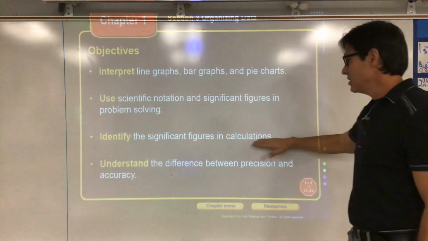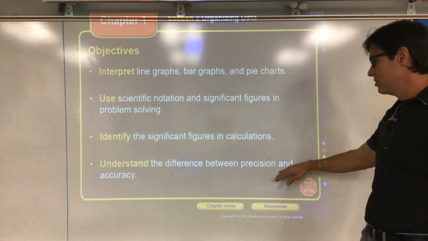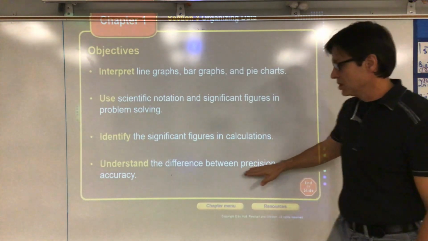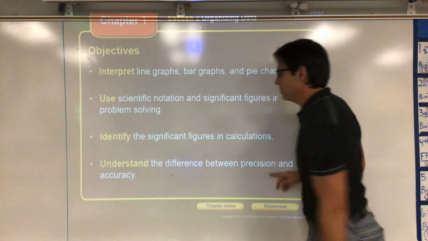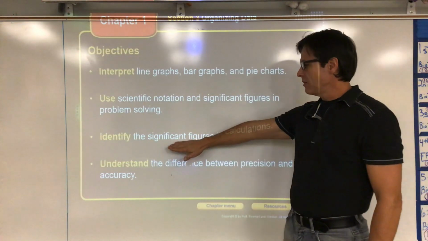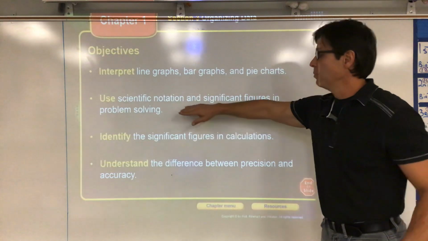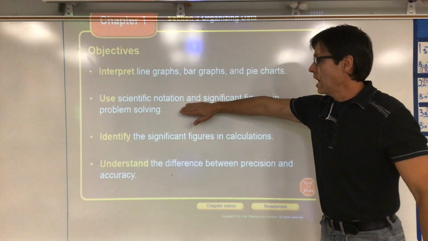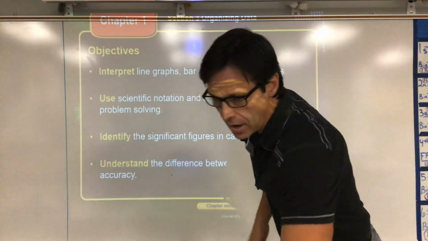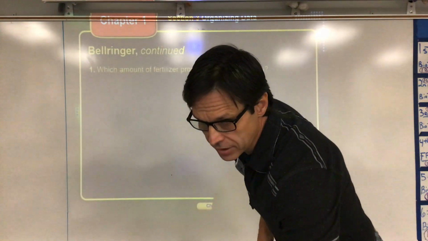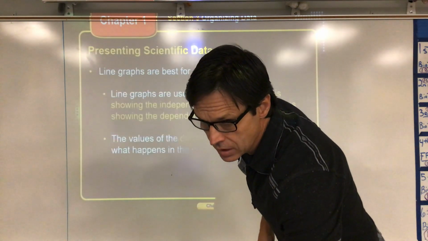And we're going to identify the significant figures in calculations and understand the difference between the terms precision and accuracy. So this is just a straight definition comparison, but we'll have a little bit of formula stuff to understand how sig figs work, and then we'll have a little bit of scientific notation as well. Okay? All right. So we skip the bell ringer, and let's get to line graphs.